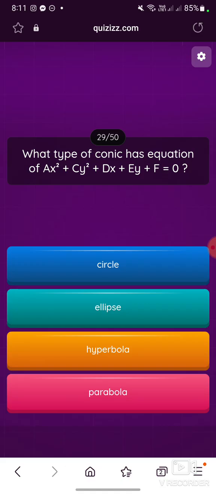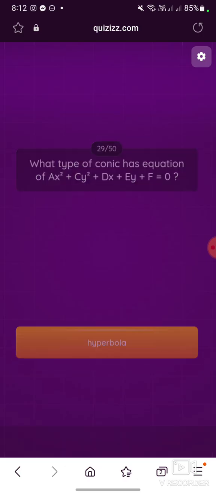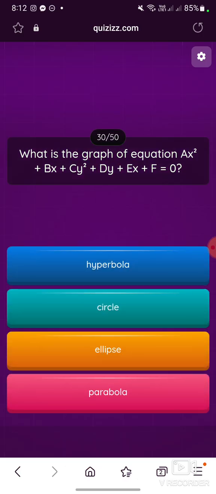What type of conic has the equation ax squared plus cy squared plus dx plus ey plus f equals 0? What is the graph of the equation ax squared plus bxy plus cy squared plus dx plus ey plus f equals 0?